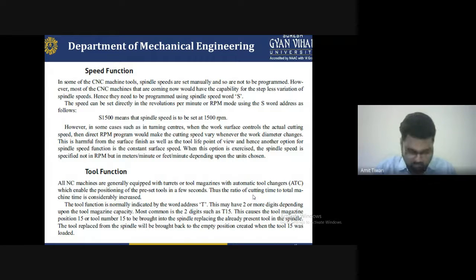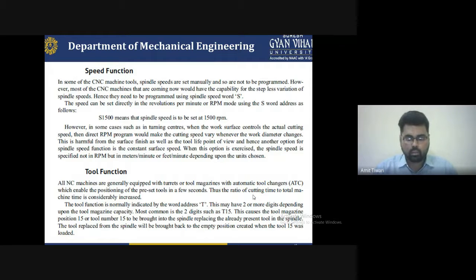The most common is a two-digit address, for example 15. It is called tool positioning: tool number 15 is to be brought to the spindle, and it replaces the tool already present in the spindle. That tool is taken back to its place in the magazine when tool 15 is loaded. So these are some reasons to obtain the basic features of this lecture series.